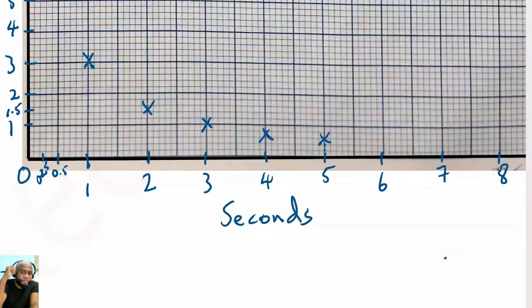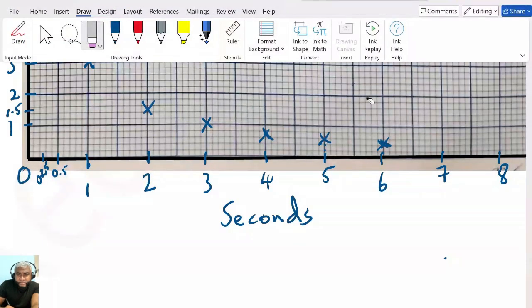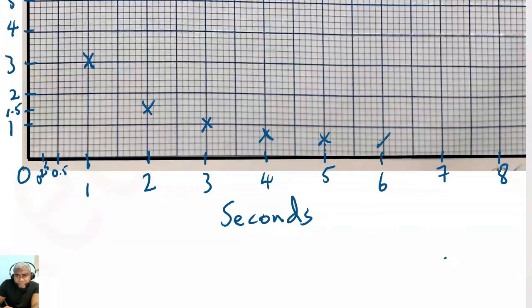Hey, somebody give me the next coordinate, please. 6 and what? 6 and 0.6 again? That's confusing me. We're on 6. 6 and what? Right, so 0.5 will be in between 0.4 and 0.6. So that's it. Let's draw this a little better. Right, 7 and what?